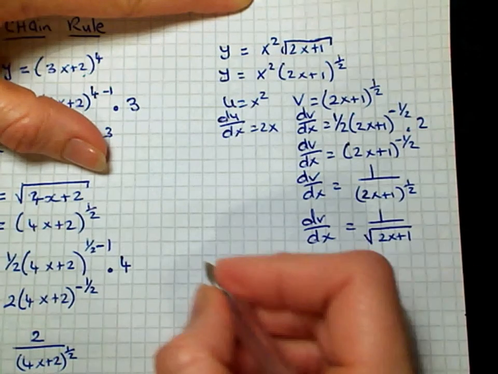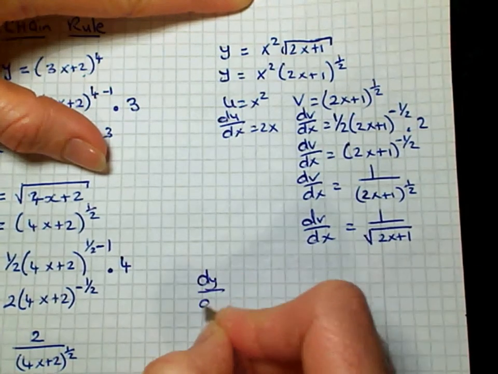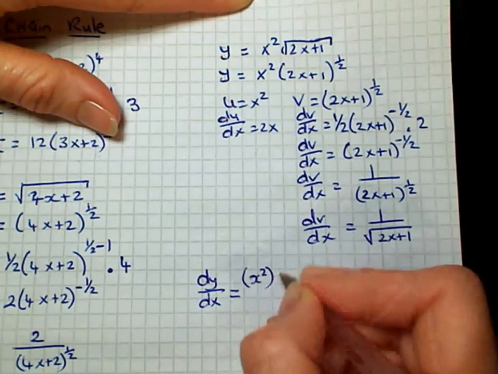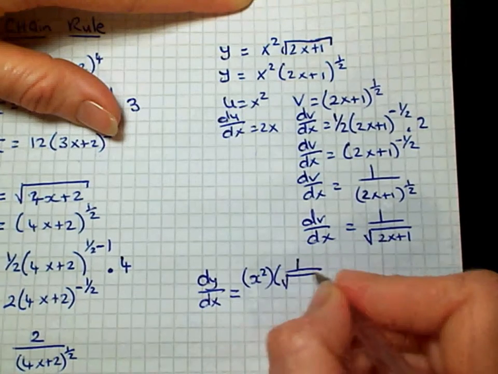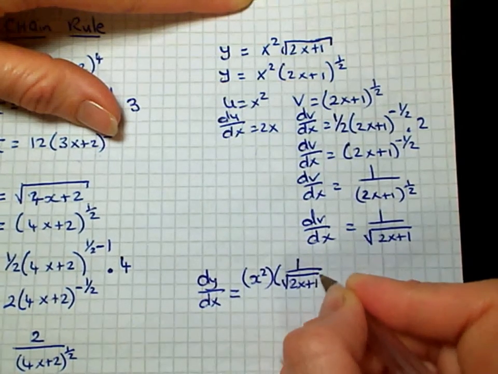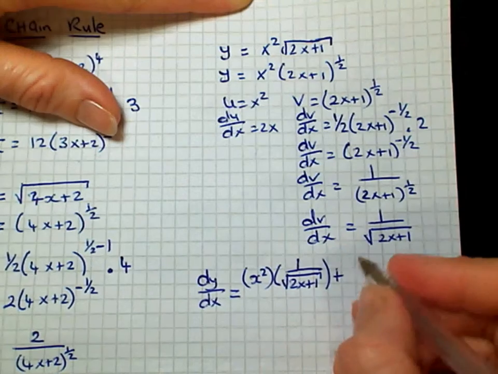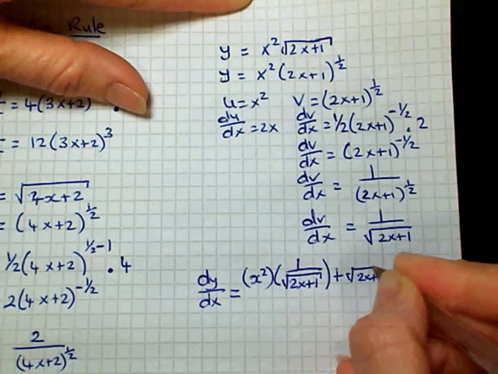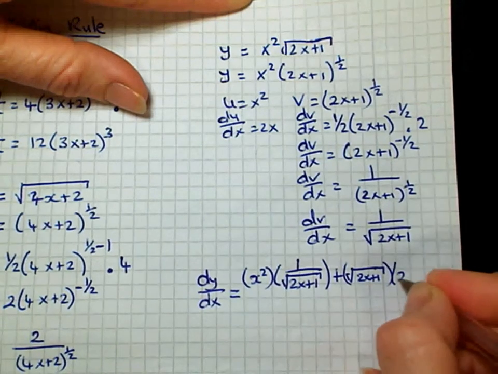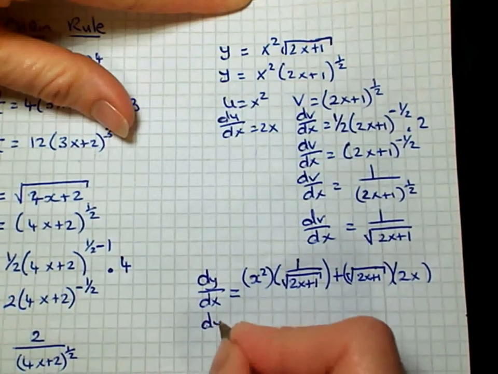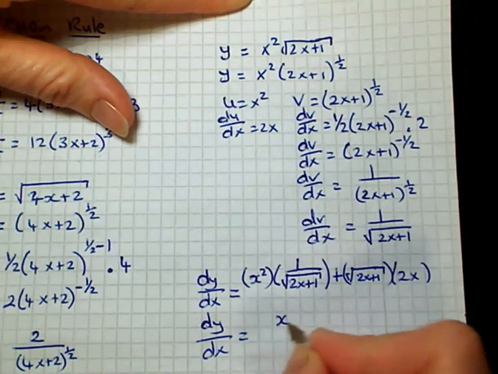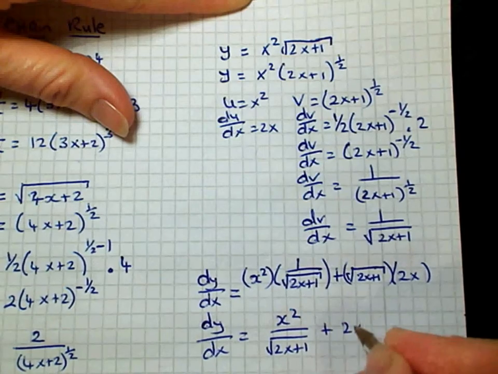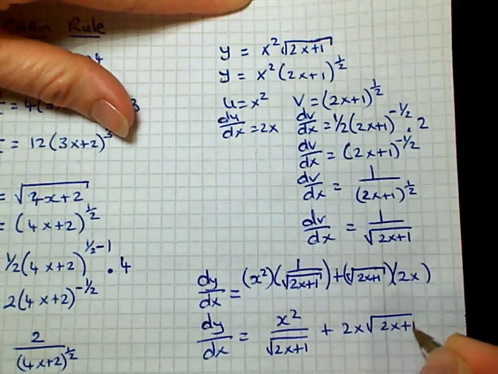Now the full dy/dx, we were using the product rule. So it's u times dv/dx, which is 1 all over the square root of 2x + 1, plus v times, which is the square root of 2x + 1, by du/dx, which is 2x. So dy/dx is x squared all over the square root of 2x + 1 plus 2x times the square root of 2x + 1.